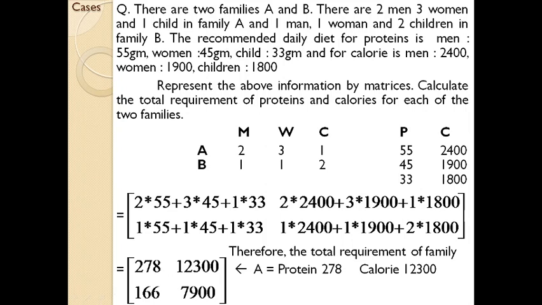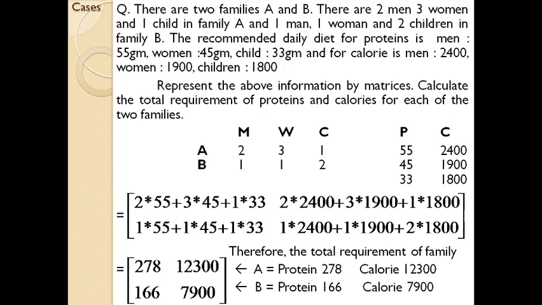I hope you understand the meaning of this row and how we are understanding which amount is protein and which amount is calories. Likewise, the second row is the details regarding the total protein and calorie requirement of family B, where the first amount represents the protein requirement of family B and the second amount represents the calorie requirement of family B. This is how you have to deal with application level cases, using comprehensive cases or operations of matrices.